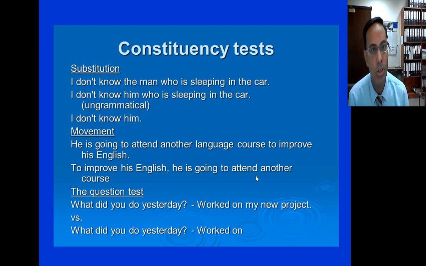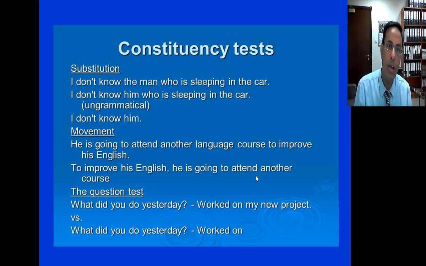First, in the substitution test, we substitute the unit with one word. For example, look at the first sentence. I do not know the man who is sleeping in the car. I do not know him. The man here is substituted with the word him. The result is an ungrammatical sentence: I do not know him who is sleeping in the car.